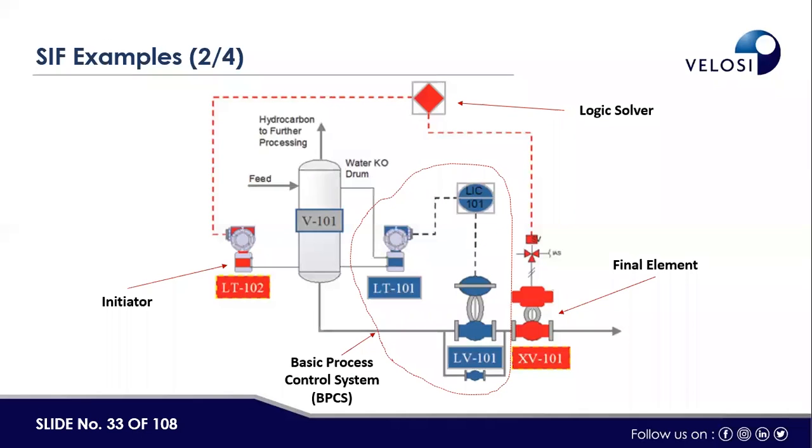Here is another, slightly more complicated example where we can differentiate between SIF and BPCS. Here, this part, level LT101, LIC, and this is the throttling valve, control valve. This part is normally called the basic process control system, BPCS. Along with the same, there is another independent transmitter giving signal to the logic solver, which is ESD, and that will be closing or opening this ESD valve as a final element. So this is another example of what is called an SIF.